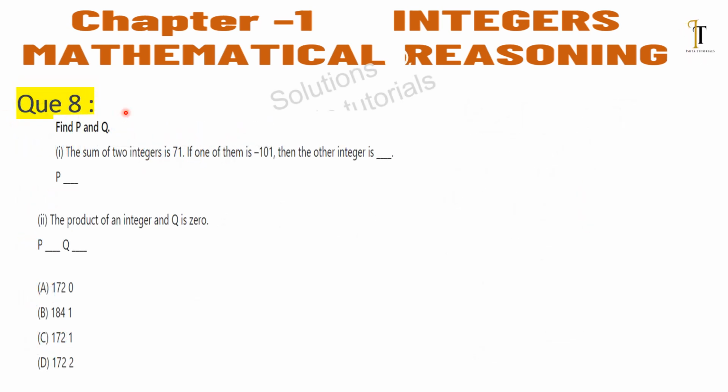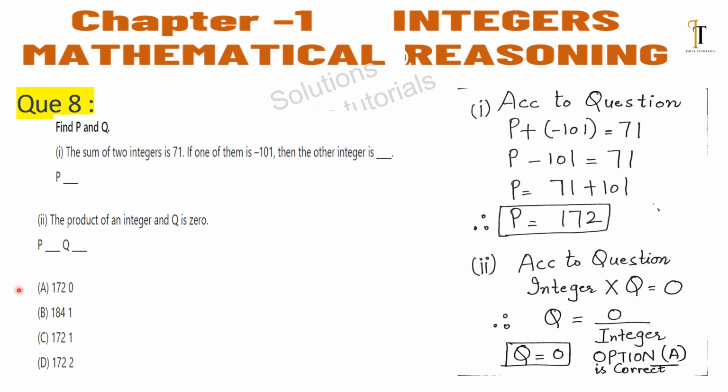Now question number 8, find P and Q. In this question we have two parts. The first part is: the sum of two integers is 71. If one of them is minus 101, then the other integer is? It's best to make an equation to find the answer for P. In the second part, the product of an integer and Q is 0. It's good to make an equation to find the value of both. Let's check the solution now.